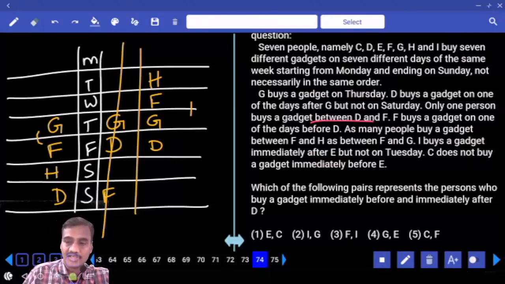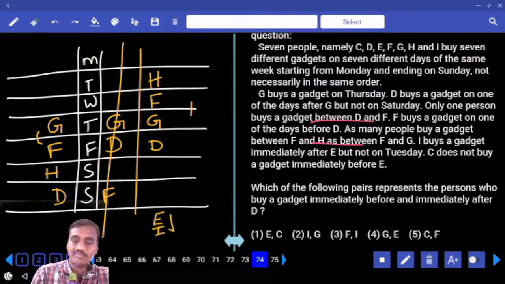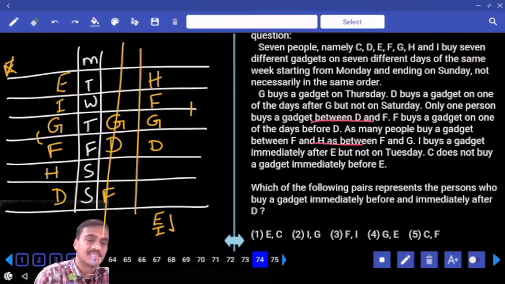Next one, I buys a gadget immediately after E, but not on Tuesday. I is not on Tuesday. As I is not on Tuesday, E cannot be on Monday, because if E is on Monday, obviously I must be on Tuesday, which is not possible. E cannot be here. And E cannot be on Wednesday as well, hence E must be on Tuesday regarding the first case. Done with this?